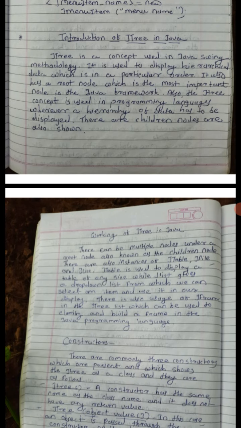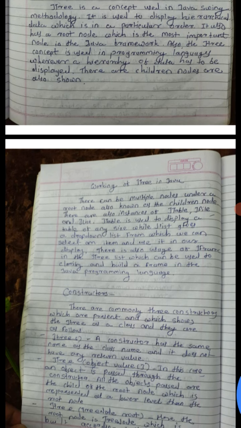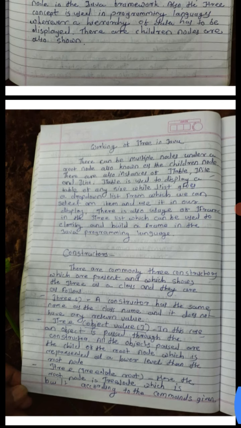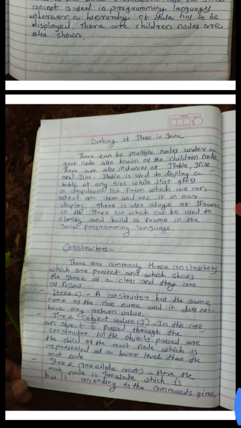See, working of JTree in Java. There can be multiple nodes under a root node, also known as children nodes. They are also instances of JTable, JFile and JList. See, JTable is used to display a table of any size, while JList gives a drop-down list from which we can select an item and use it in our display. There is also usage of JFrame in the JTree, which can be used to create and build a frame in the Java programming language.